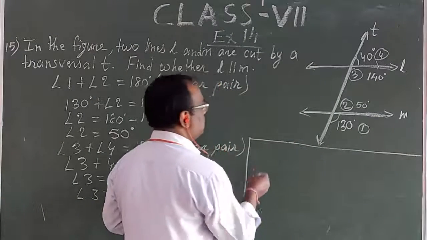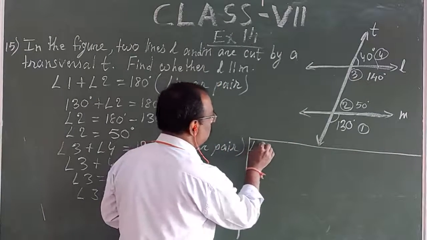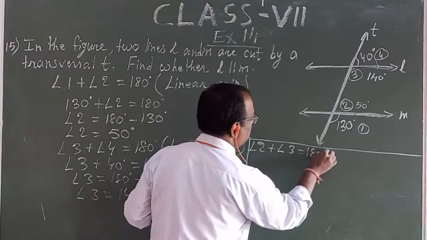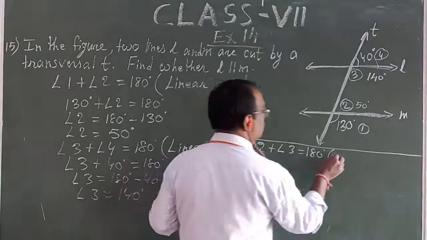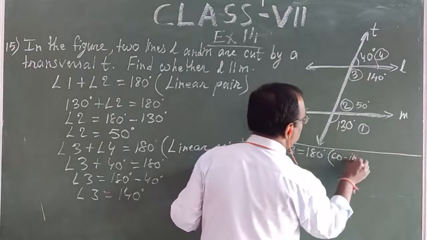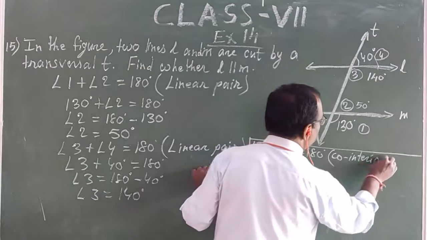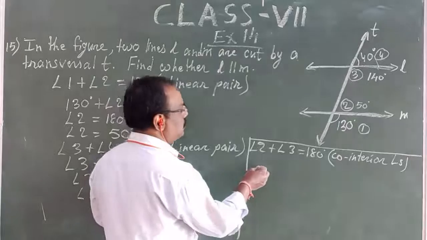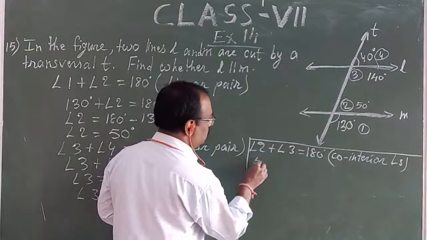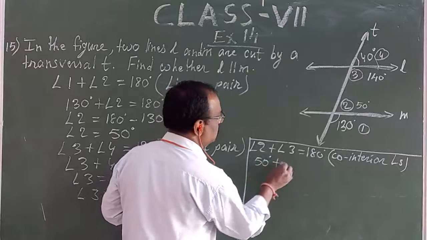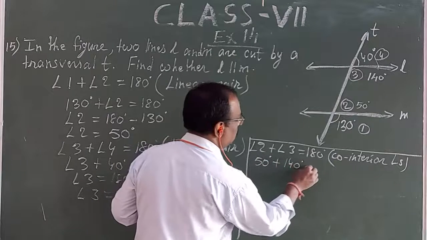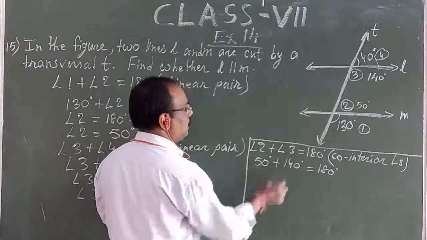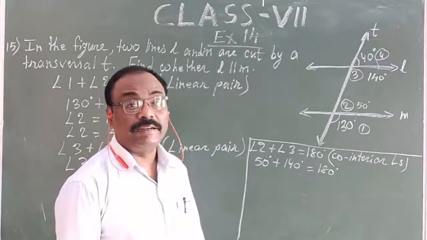Now we can write angle 2 plus angle 3 is equal to 180 degree. Reason: co-interior angles. Now we know the values of 2 and 3. Angle 2 is 50 degree plus angle 3 is 140 degree. I should get how much? 180 degree. But when we add 50 and 140, we will get 190 degree.